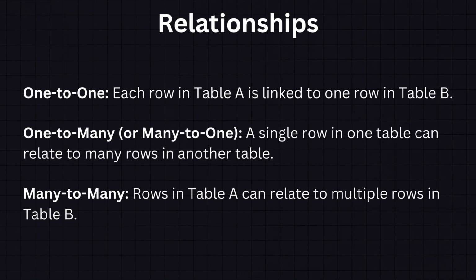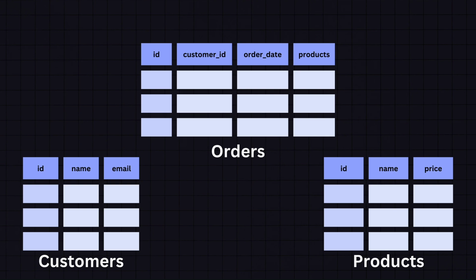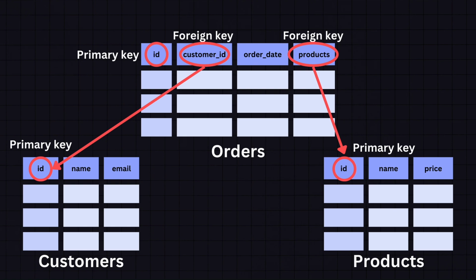And we have many-to-many, where rows in table A can relate to multiple rows in table B and vice versa. In order to connect tables together, we first need a primary key, which is a column or set of columns used to uniquely identify each row in a table, meaning it's unique. And we also use foreign keys, which is a column or set of columns in one table that uniquely identifies a row of another table. Basically, it creates a link between two tables.